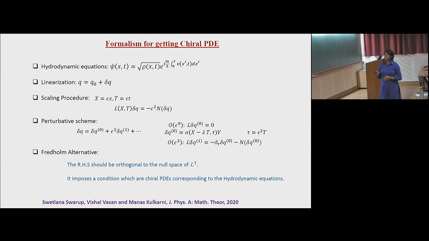So this formalism has been earlier studied by Svetlana, Vishal, and Manas in a recent paper for Hamiltonian systems. We will be using the same formalism because this does not restrict only to Hamiltonian systems. For our system, this is a non-Hamiltonian system, and we will be using the same formalism for both adiabatic and non-adiabatic regimes. Chiral because it depends on x minus lambda. Yes, it has some direction associated with it.